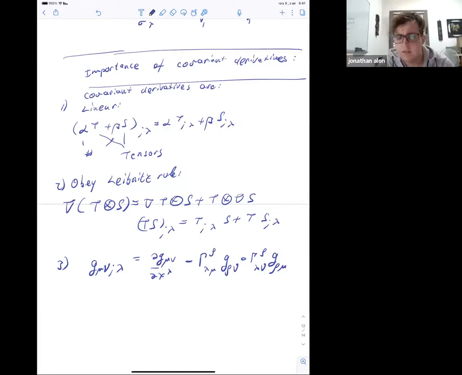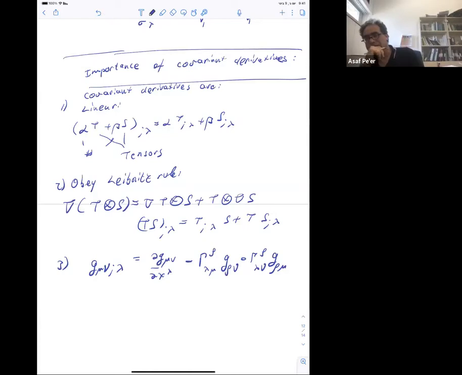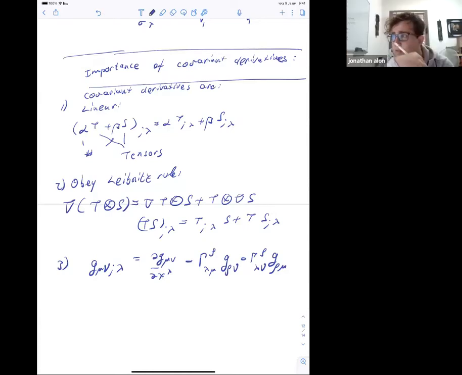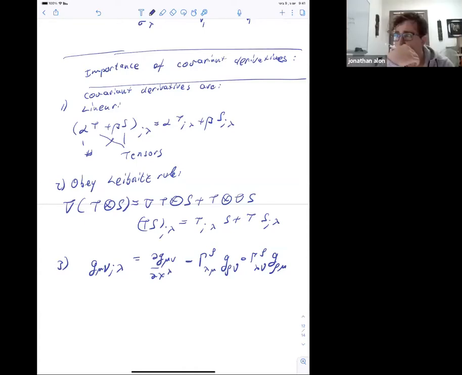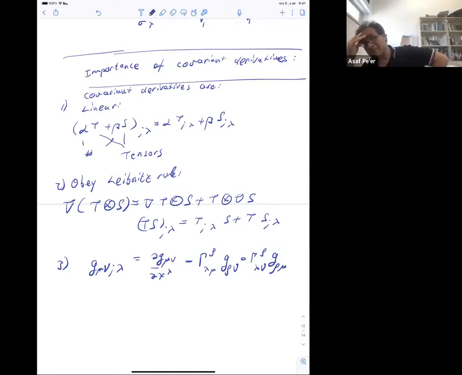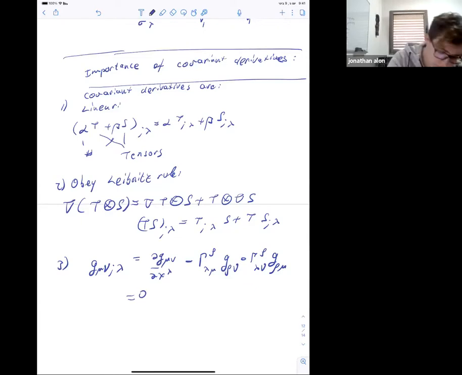And the multiplication of the gamma and the g doesn't give a delta? It gives a delta because gamma is defined as half of the inverse of the metric. You're right. And then the stuff cancels out. Everything is vanished. Yes, this is 0. Why is this equal to 0?